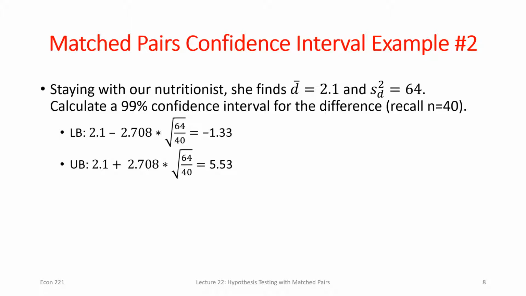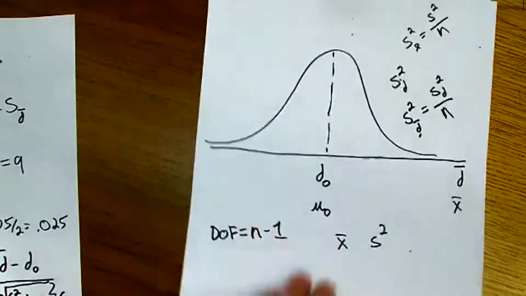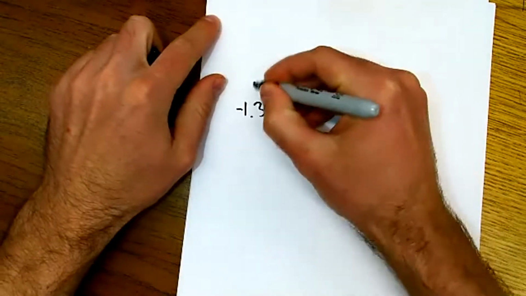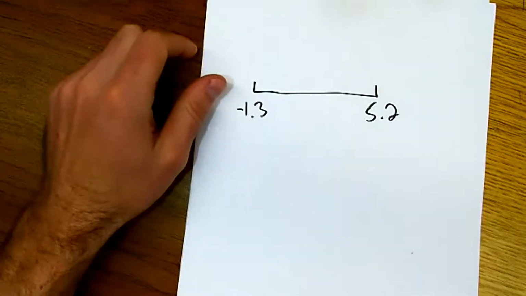So if we're trying to interpret this confidence interval at the 99% level, what can I say about the average change in calories consumed? Well, I can't say much, because remember what we're doing here. So we just said, I think it was negative 1.3, and I forget the exact value, it was 5 point something. Let's say it's 5.2.